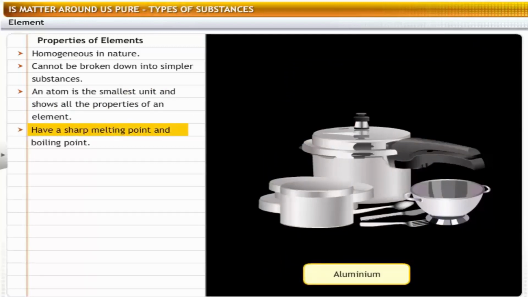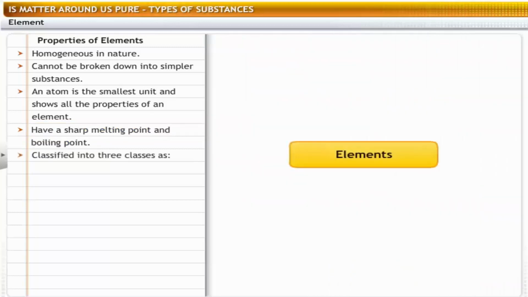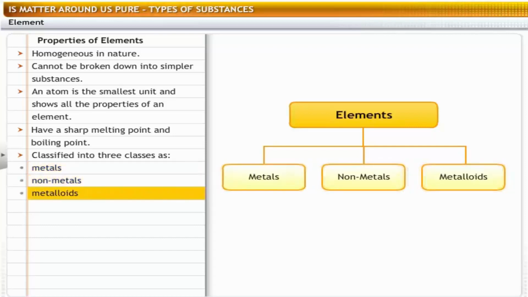For example, an atom of iron shows all the properties of that metal. Elements have sharp melting and boiling points. For example, aluminium has a boiling point of 2447 degrees centigrade. Elements can be classified into three classes: metals, non-metals, and metalloids.